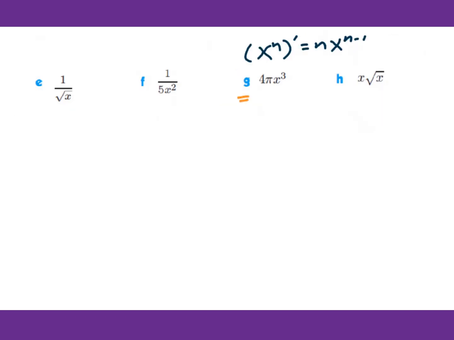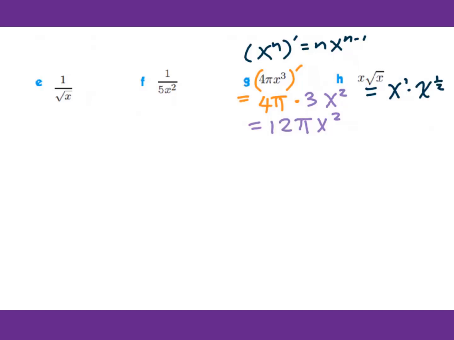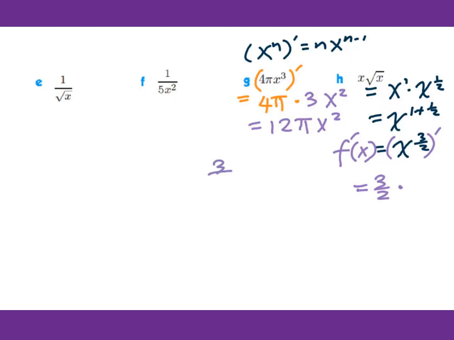Now let's go to G. Do the derivative for that. 4 pi times 3, drop down. Then 3 minus 1 is squared. So we have 12 pi x squared. For H, turning into power form, I have x first power times x to the 1/2. We add 1 plus 1/2, so we get x to the 3 over 2. When you do the derivative for this, drop down 3 over 2 times, then 3 over 2 minus 1, you will get 1/2, because you multiply by 2.